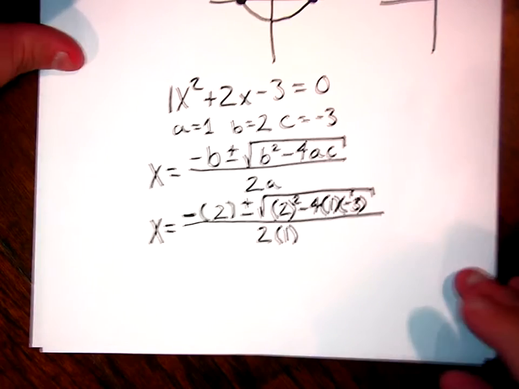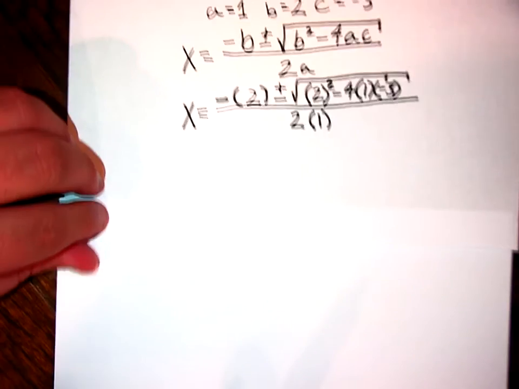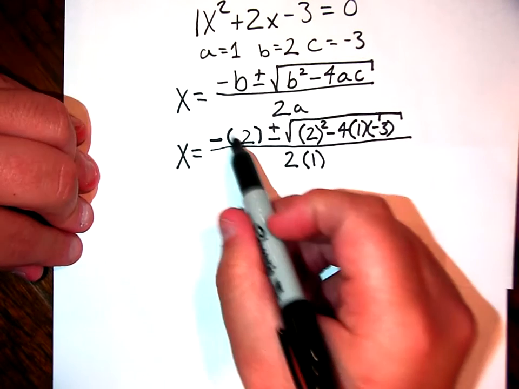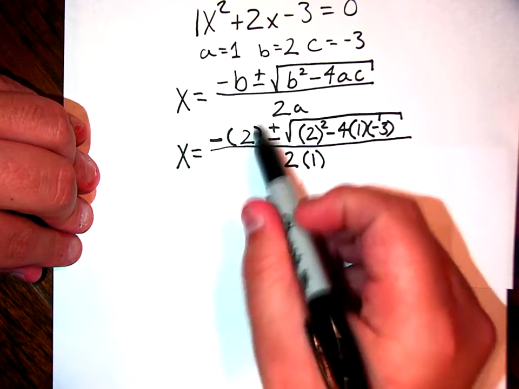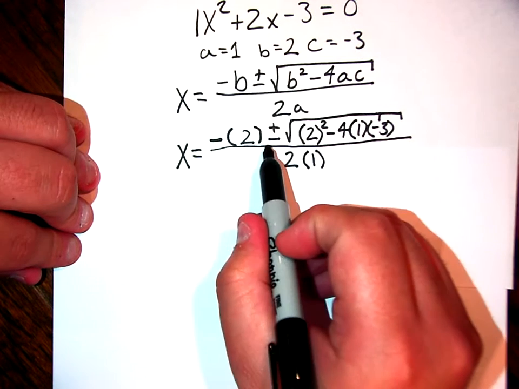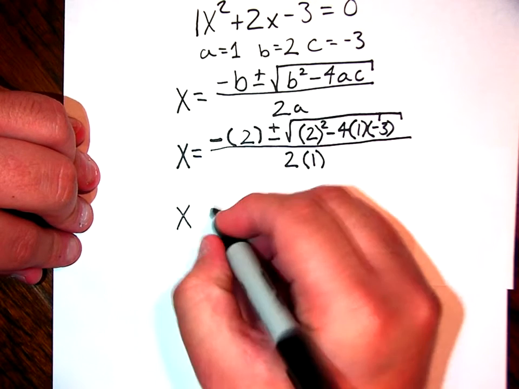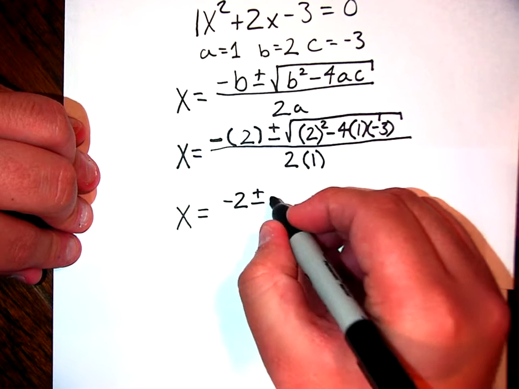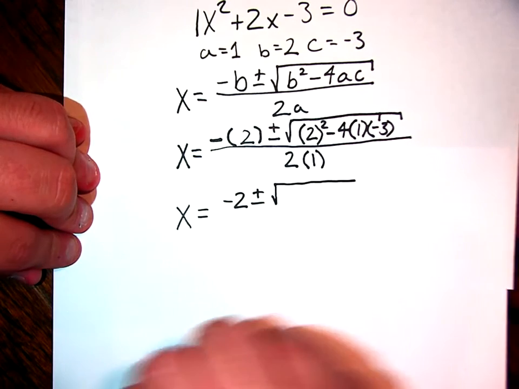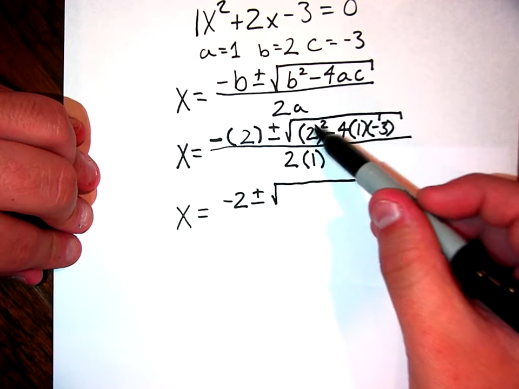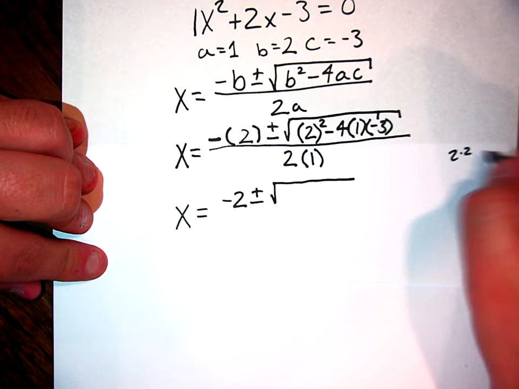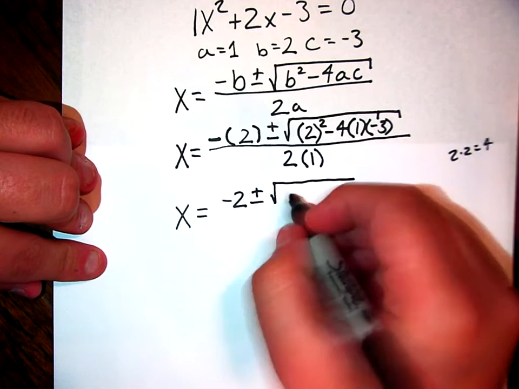So let's continue to simplify this equation and see where our intercepts are. Okay, so we're going to simplify here, and here I have a negative in parentheses 2, and I don't really need these parentheses, so I'm going to go ahead and remove them. So it's going to be x equals negative 2 plus or minus, and then we're going to make our square root symbol. And then up here in my square root I have a 2 squared, and I know that that's just going to be 2 times 2, and my 2 squared is going to be 4, so I'm going to put a 4 right there.